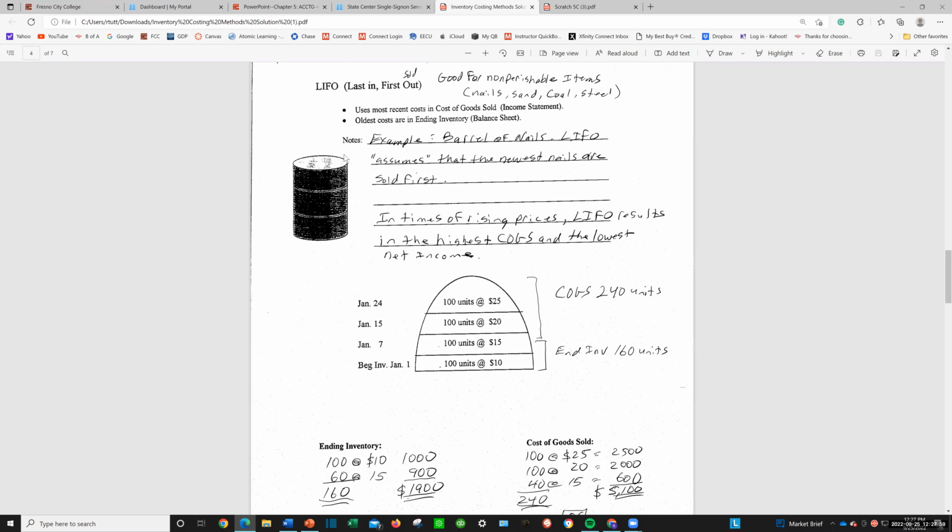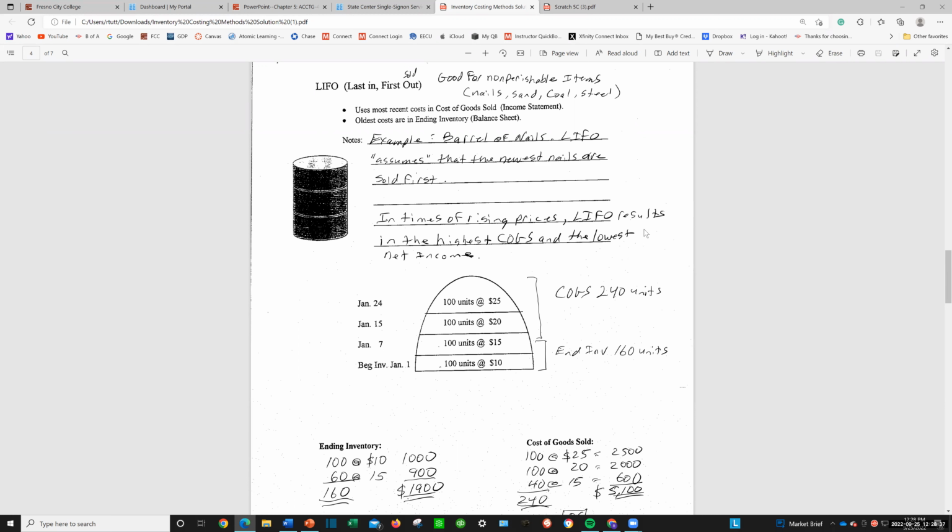So what I'm saying is in LIFO, you're going to take the nails from the top of the barrel. The last in are the first ones to go out, right? So write that down, barrel of nails. LIFO assumes that the newest nails are sold first. Now write this down too, and I'm going to explain this not in this session, but in the next session. In times of rising prices, LIFO results in the highest cost of goods sold and the lowest net income.